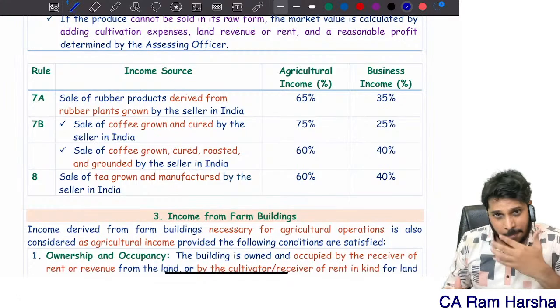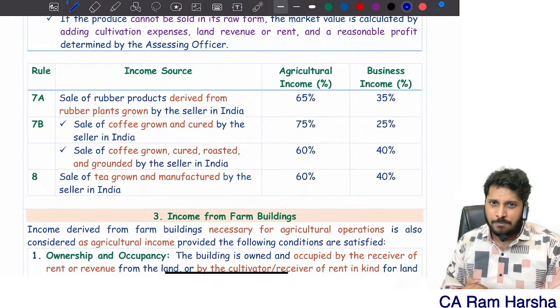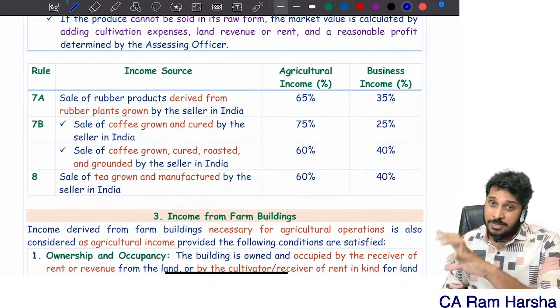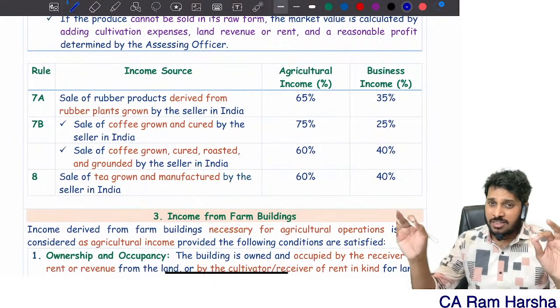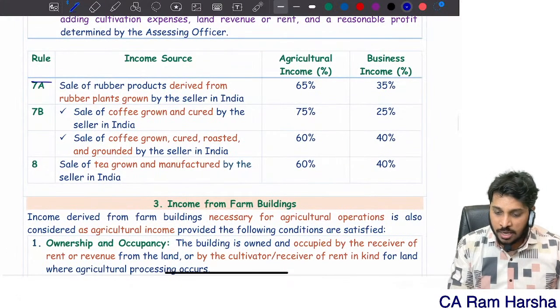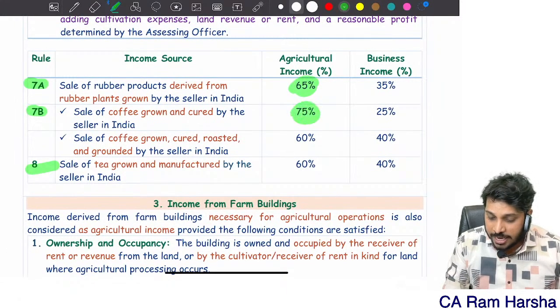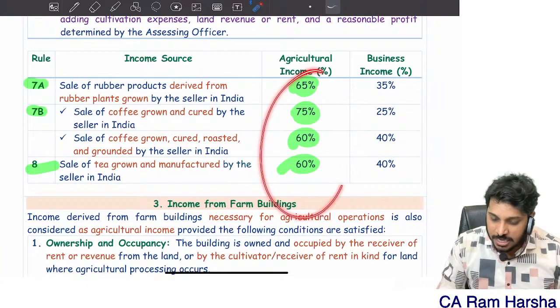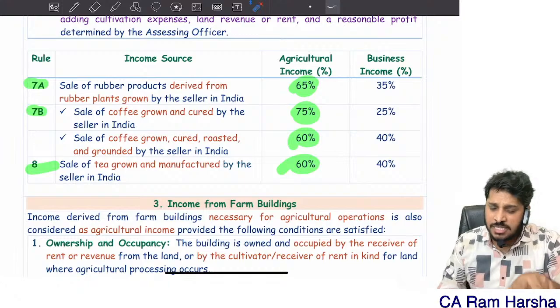Next. Sometimes a farmer produces commercial crops. These commercial crops are not 100% agriculture. They will also have business income, non-agricultural taxable income. For that, the department has prescribed 3 rules. In all these rules, the bigger percentage means agriculture, and the smaller percentage means non-agriculture, business income, taxable.